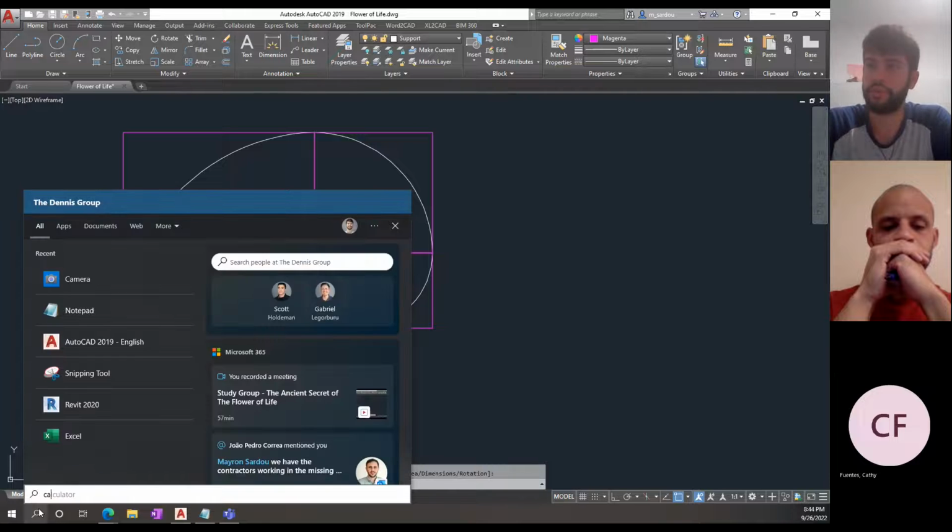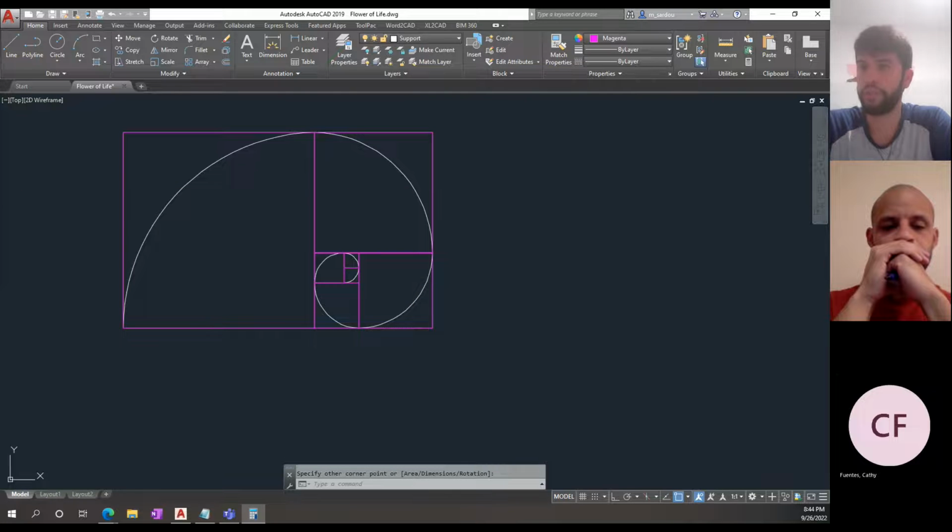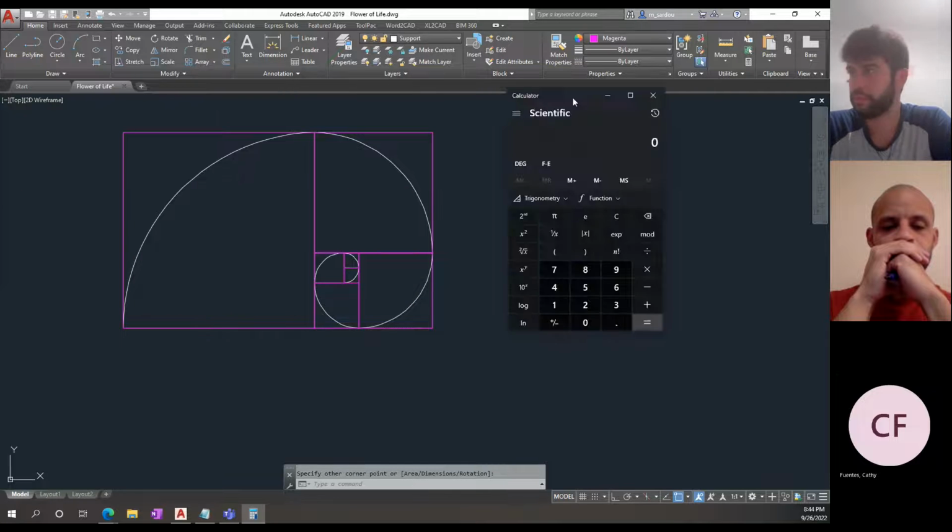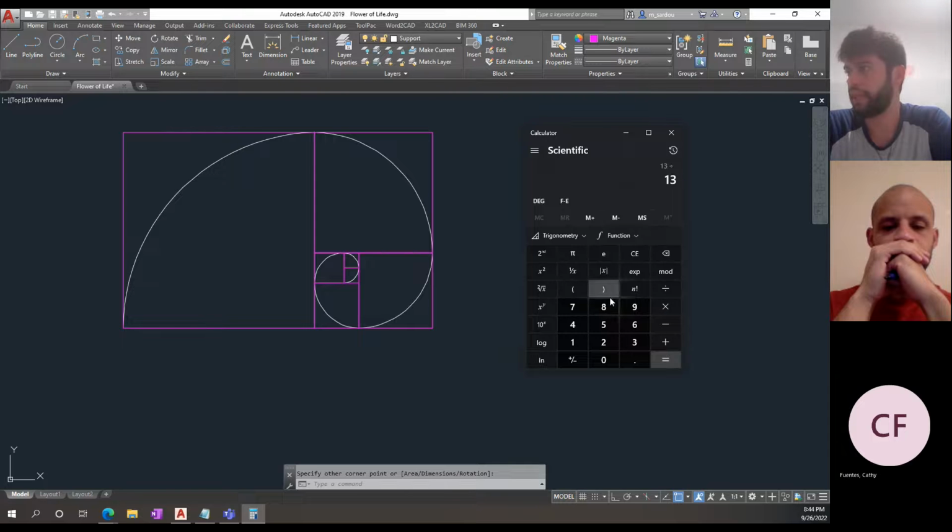And then let me show you something. If you do 13 divided by 8, 1.625. So as you keep progressing in this process, this number will get closer and closer to the phi number, 1.618, and it is an irrational number, so it goes on forever.